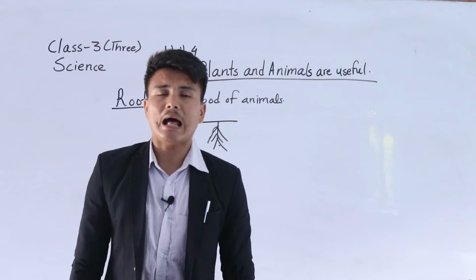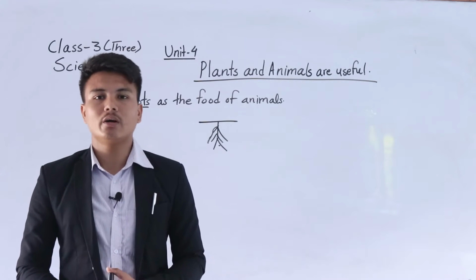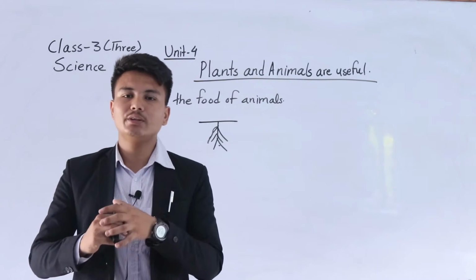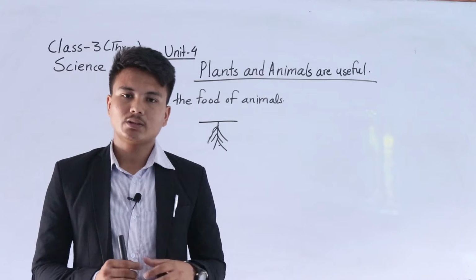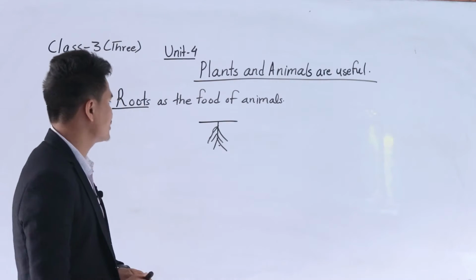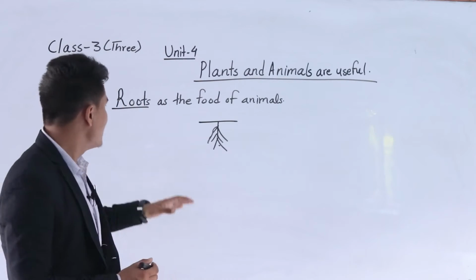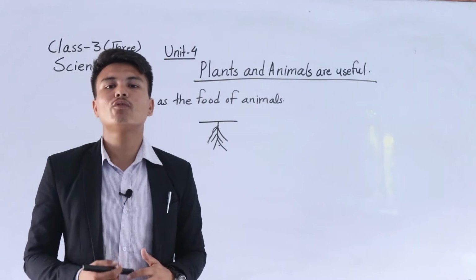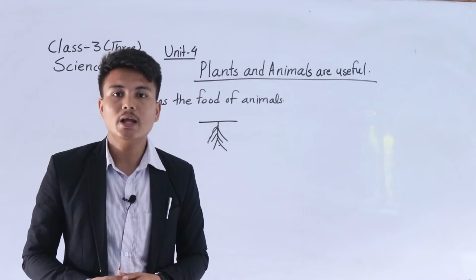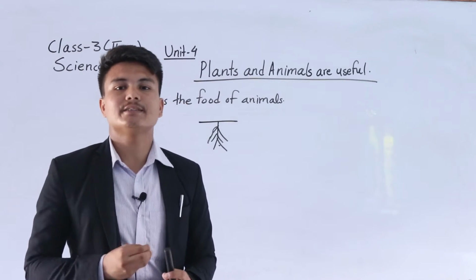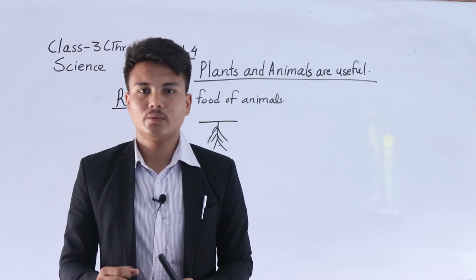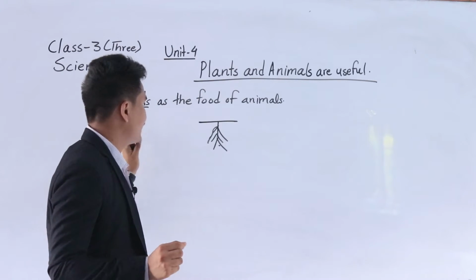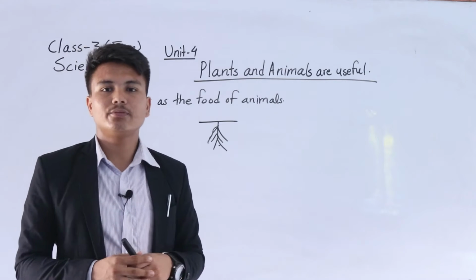Roots of plants like radish, carrot, turnip, beetroot, etc. are used as food. The roots of these plants are used as salad or vegetables, because some plants store food in the roots. That's why we eat root as our food. We eat root as a vegetable or salad for our food.